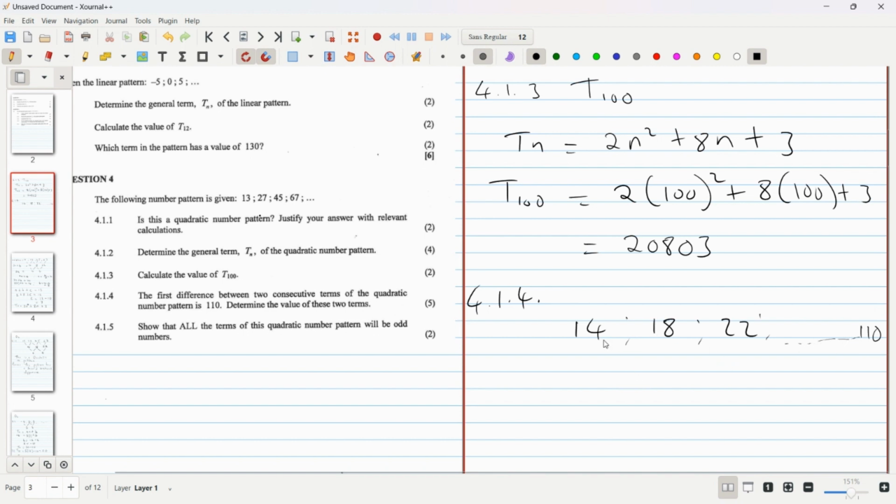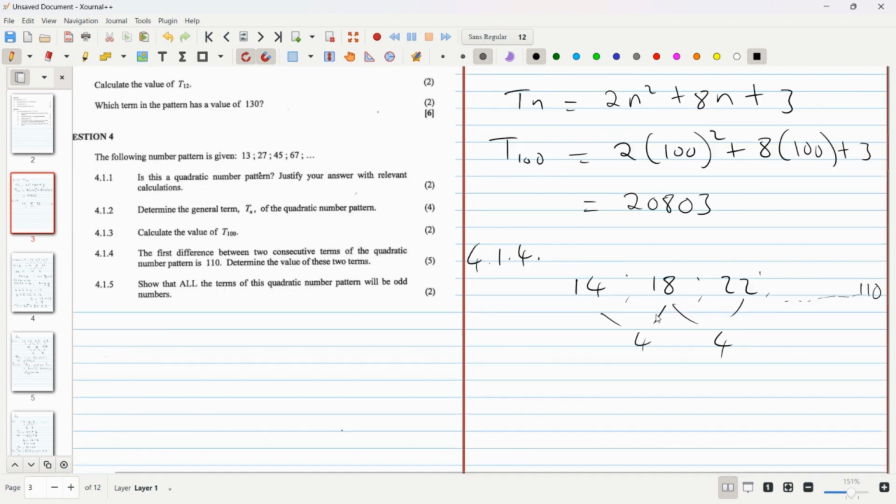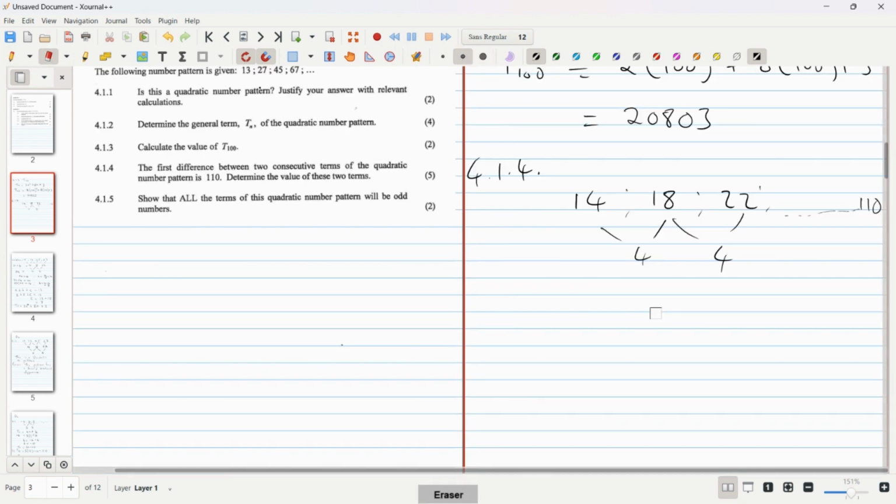So let's first find the general formula, because this one becomes a linear pattern. Now it forms a linear pattern. Why? Because we have a constant difference here of 4 and 4, right? So we use our linear pattern general formula, which is Tn equals an plus b, right? So we use this formula here.